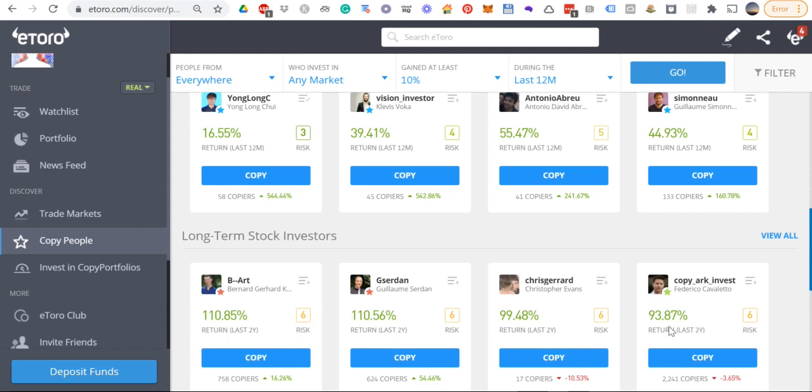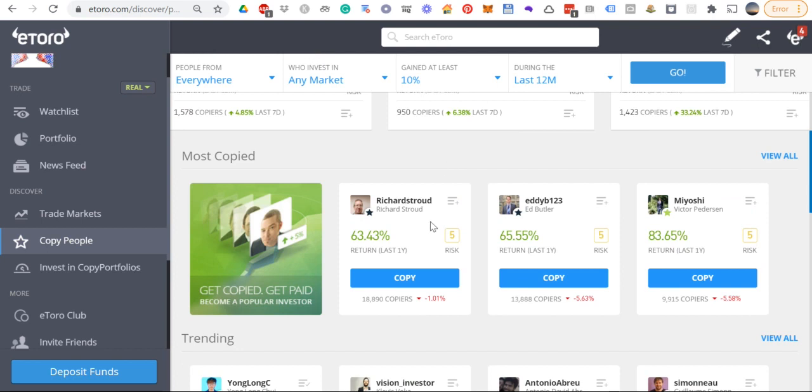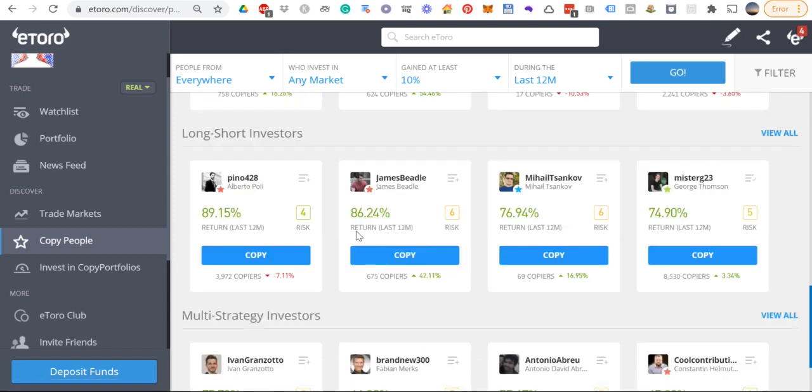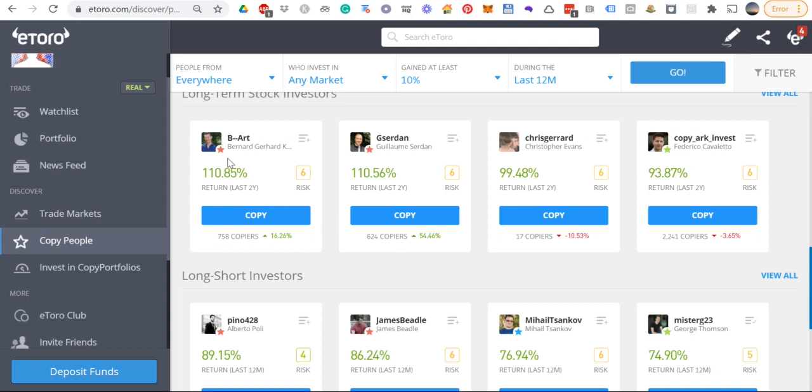Yeah, personally, you'd carry out the same process, but I'm looking to diversify away from the stock market. I'm actually looking to find the best currency traders, forex, FX traders, and then copy them. Long short is kind of similar to long-term investors, but they're making a lot more trades. These will be not as heavily traded probably.